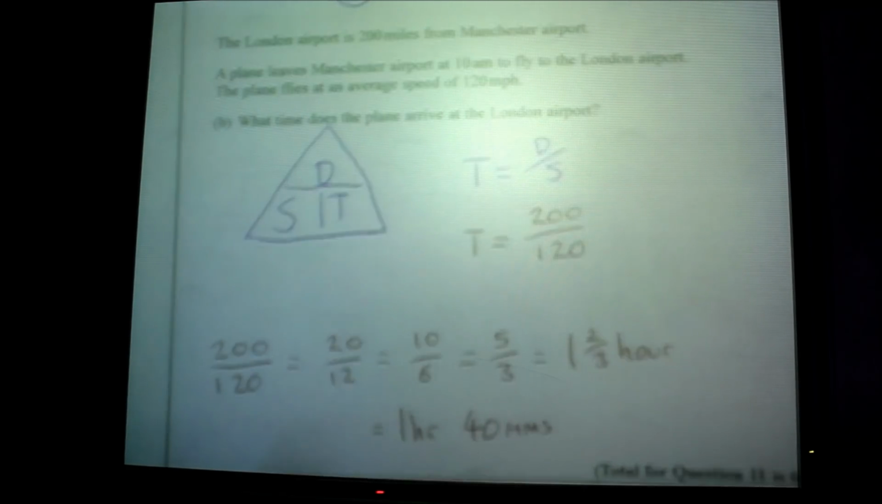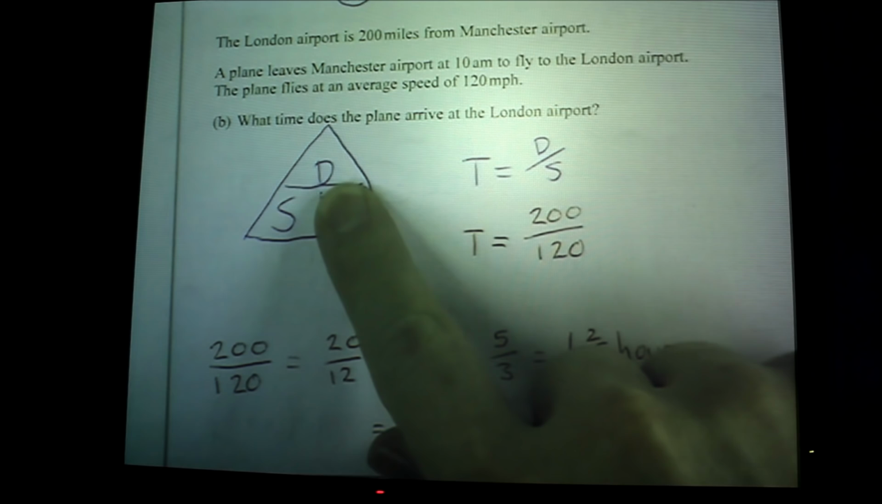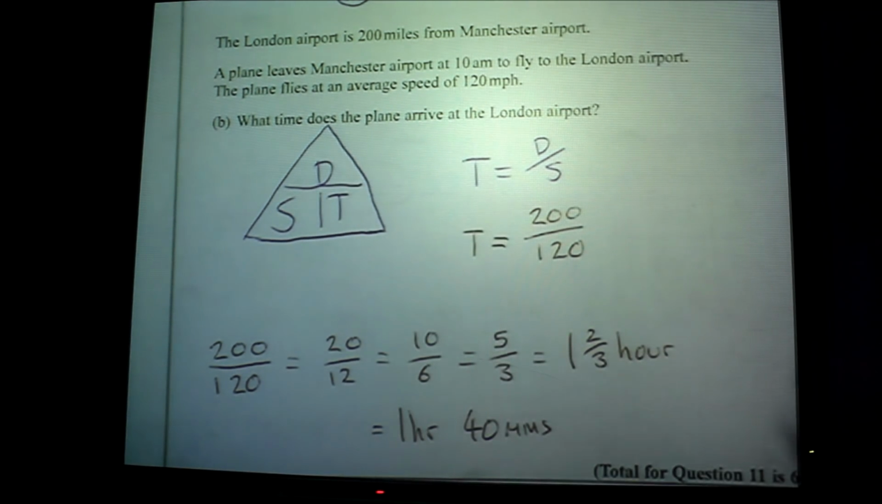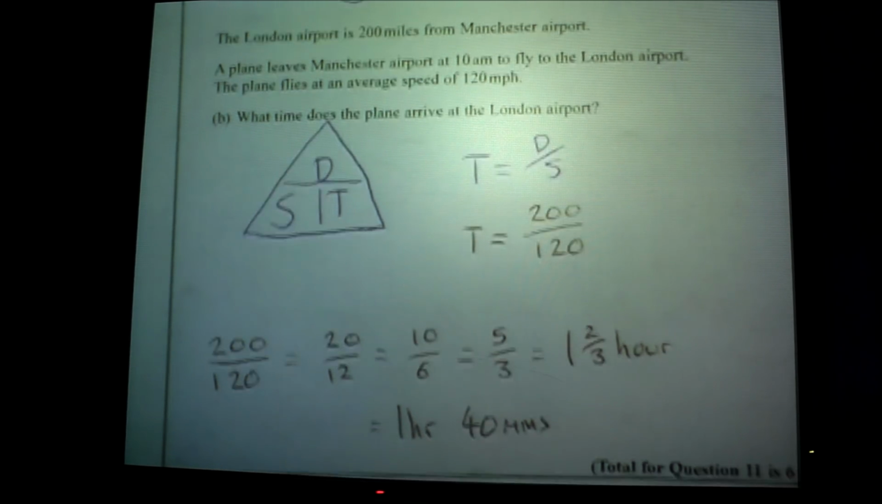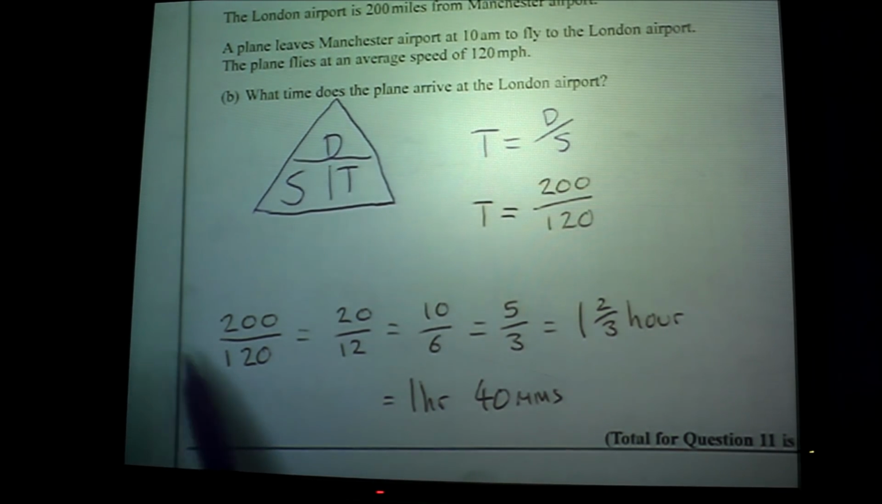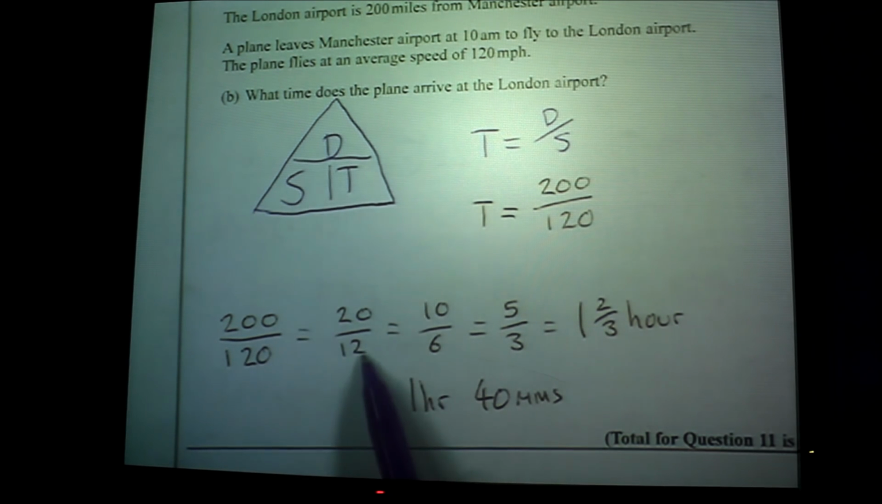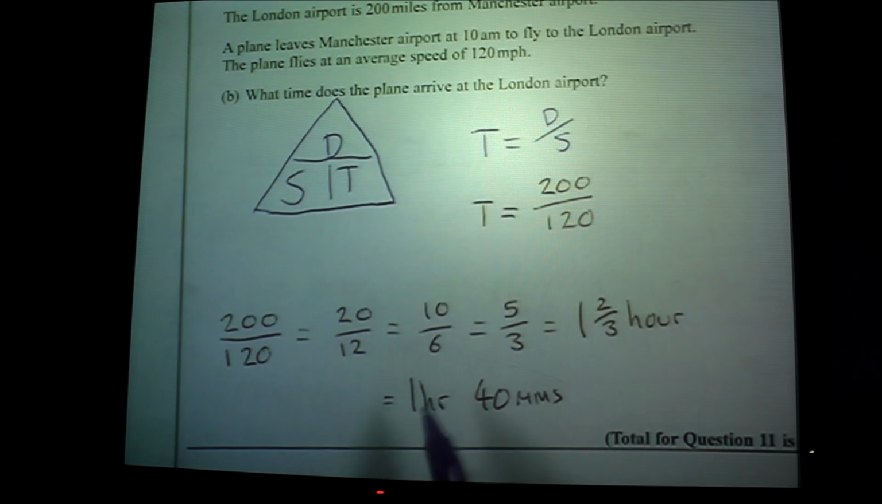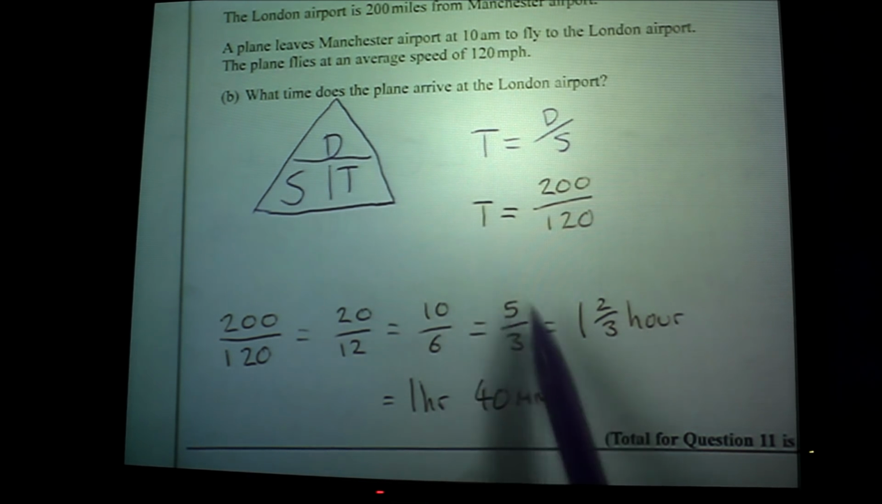So what you do, you cover up time, and you're left with d over s. So time equals distance over speed. Plug your numbers in. 200 miles, 120 miles an hour. Now, because it's non-calc, that's quite tricky, but all I've done is just simplified it. So that simplifies to 20 over 12, 10 over 6, 5 over 3. It's a top-heavy fraction. By the way, if you've only got this far, it's a 4-mark question, look. You're getting probably about 2 marks at least already if you got to this stage, so well done.